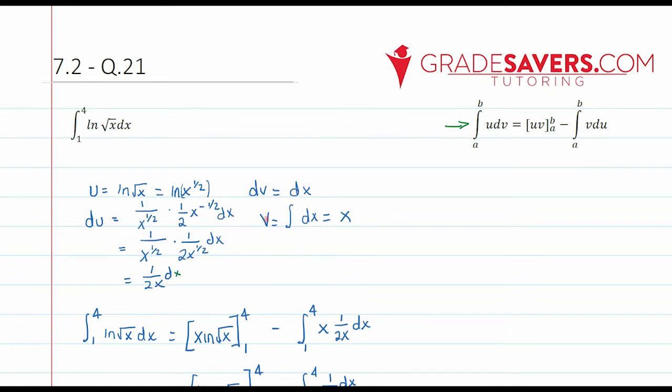Now, in order for us to find v, we simply take the antiderivative or integral of dx, and that will be x. If it helps, you can think of this as 1 dx, and the integral of 1 dx, or the antiderivative of 1, is simply x.